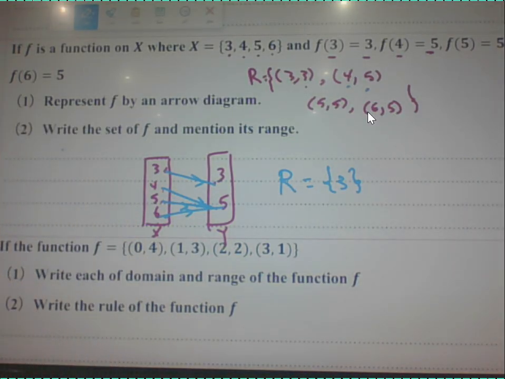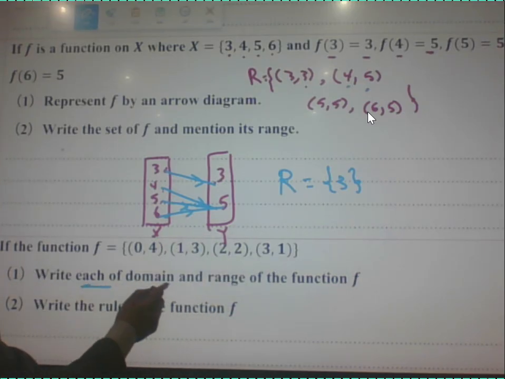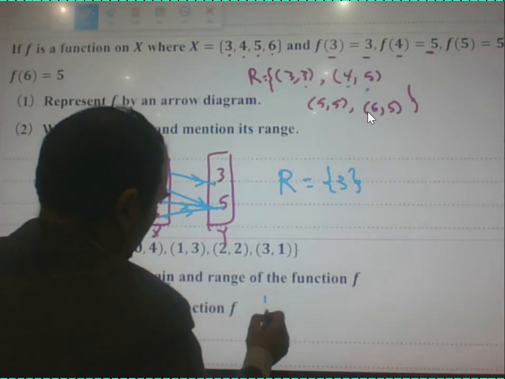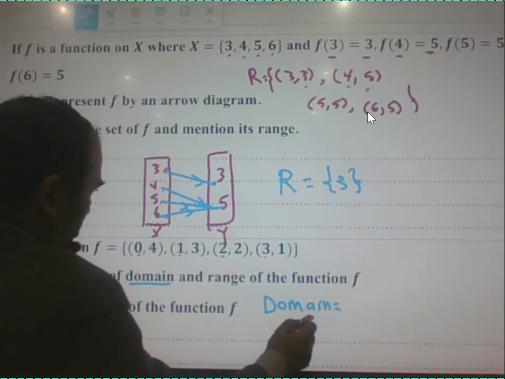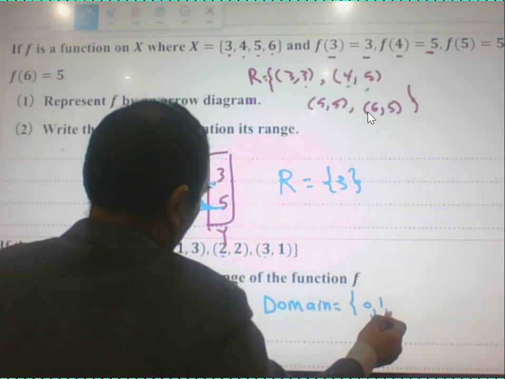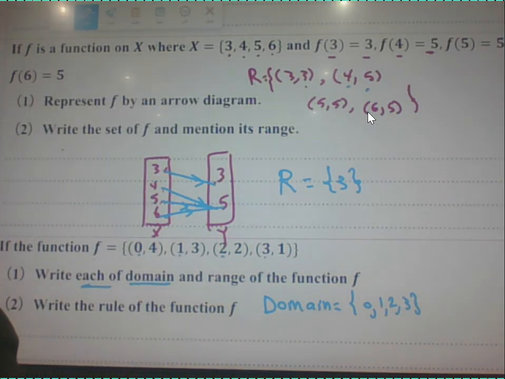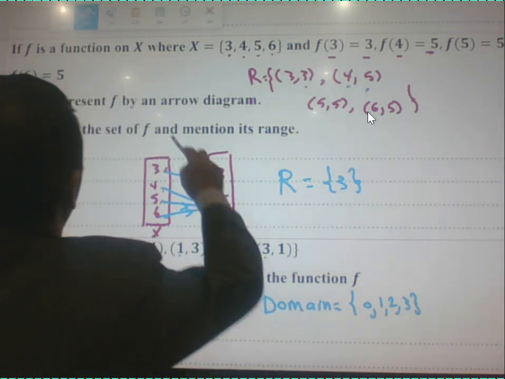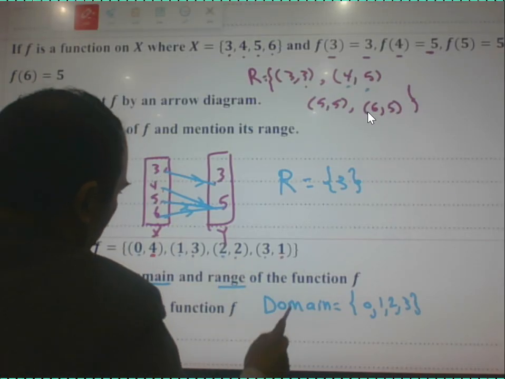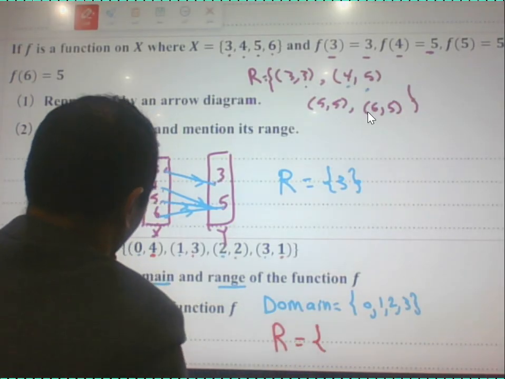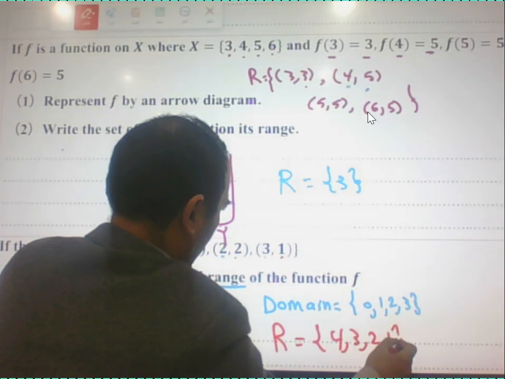Next question down here is the function f equals (0, 4), (1, 3), (2, 2), and (3, 1). Write each of domain and the range. First, we can write the domain. The first, 1, 2, 3, 4 digits. The first was 0, 1, 2, and 3. And the range, we can write the range here. The second image: 4, 3, 2, 1. Then the range, we can write 4, 3, 2, and 1.